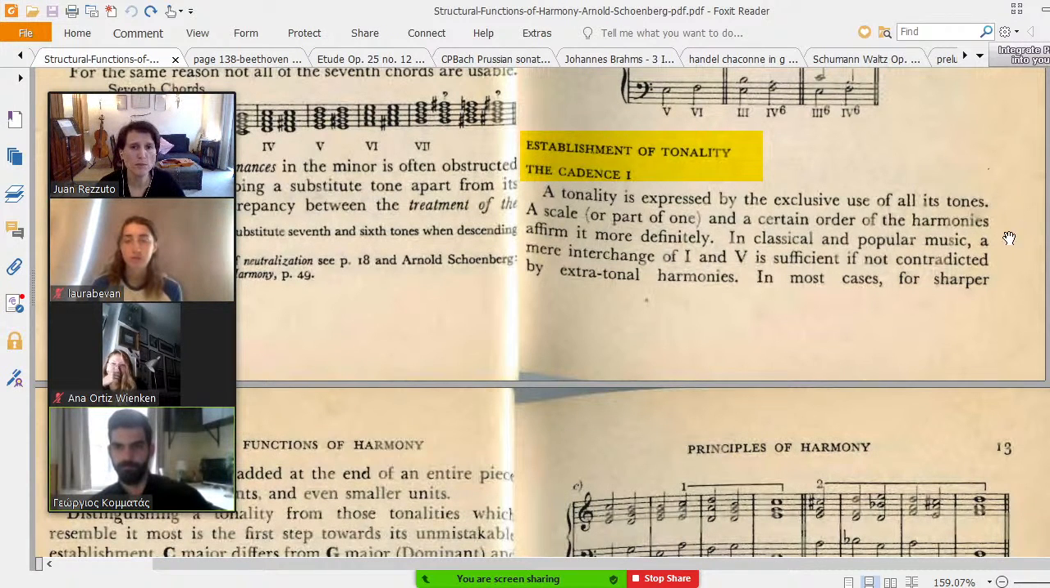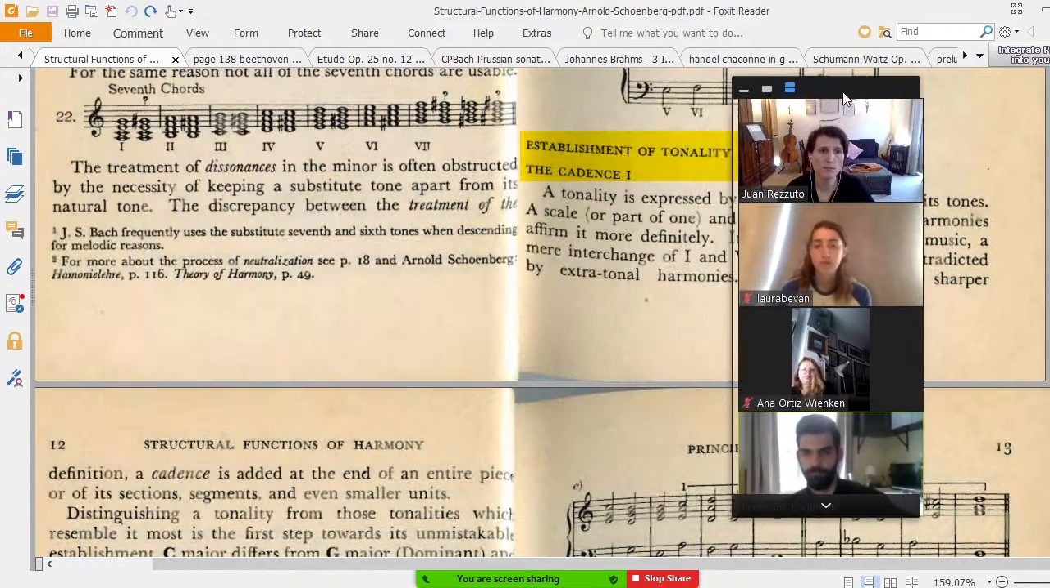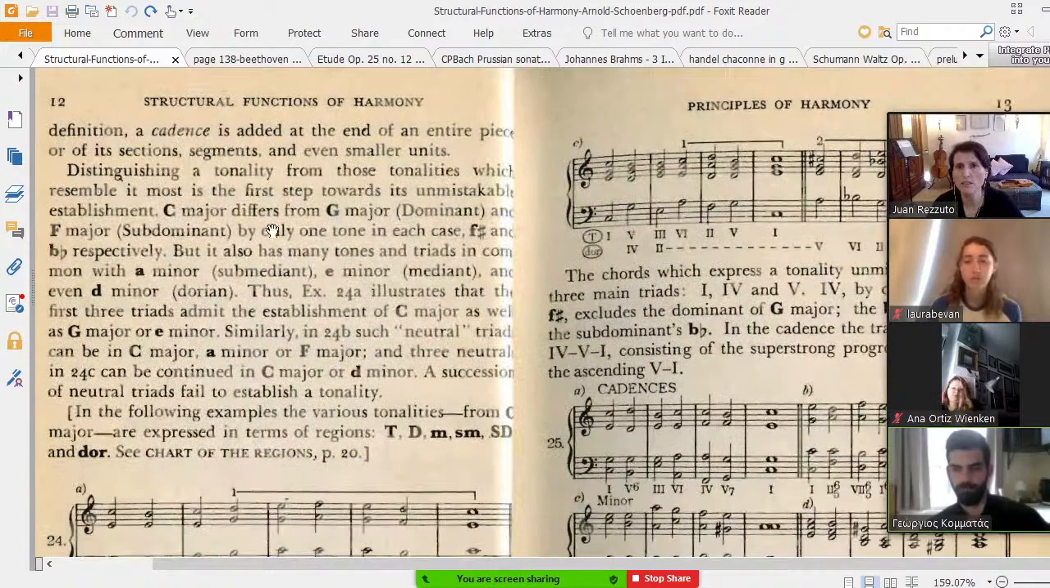In classical and popular music, a mere interchange of 1/5 is sufficient if not contradicted by extra-tonal harmonies. In most cases, for sharper definition, a cadence is added at the end of an entire piece or of its sections, segments, and even smaller units, as we know. We have the deceptive cadence, the perfect cadence, complete, incomplete, even the plagal cadence.